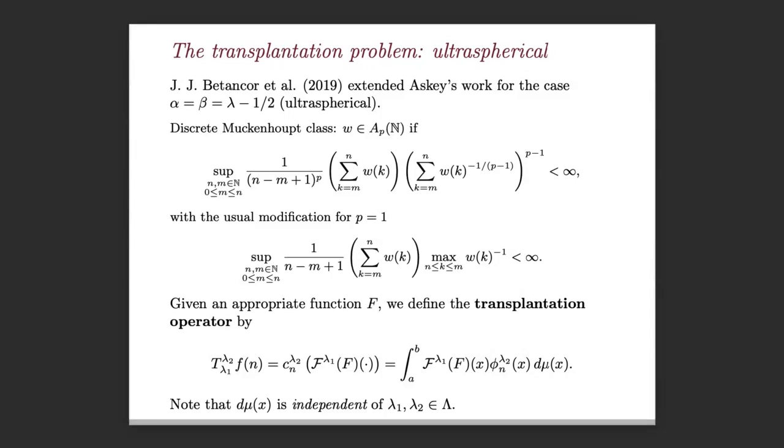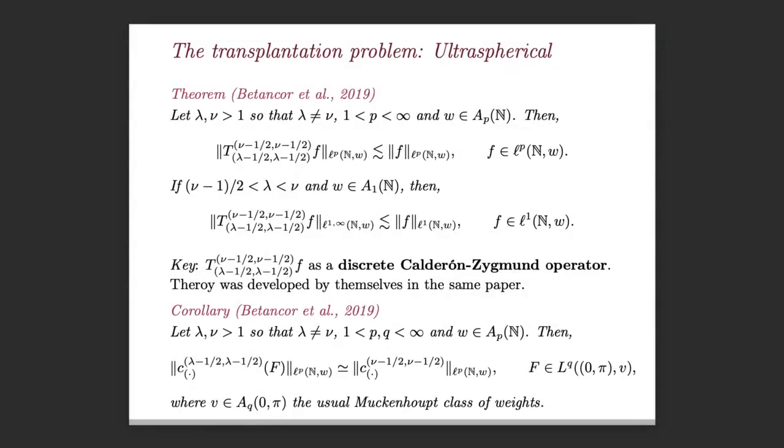The case lambda 1 equals lambda 2 is of no interest because the transplantation operator in this case is the discrete Fourier series, so that's why we usually omit it. Well, then they prove this weighted norm inequality for the transplantation operator for the ultraspherical case, and also the weak estimate for the case p equals 1. However, as we can see here, they need to impose, in the last case, an additional restriction on their orders.